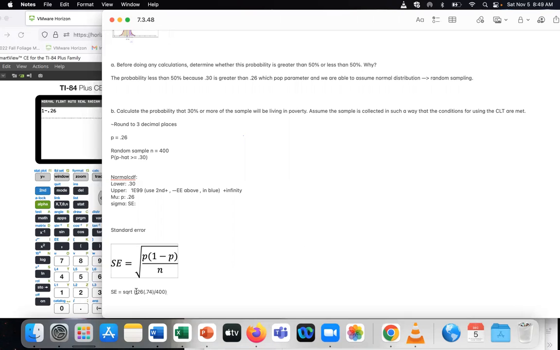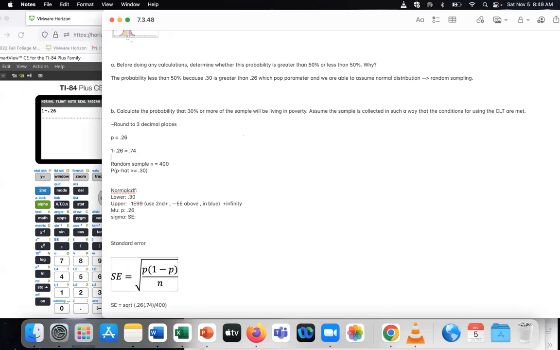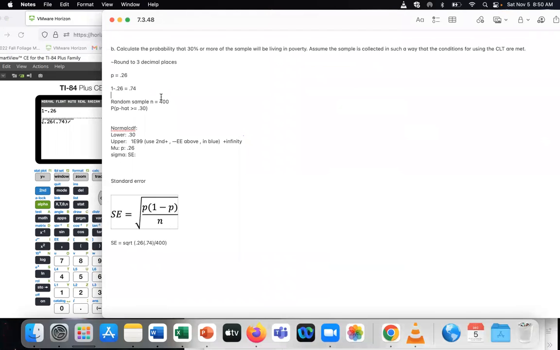I think that might help with some of the mistakes that maybe people are experiencing, because you're not having as many parentheses, it's not as many calculations. So if you know your p-value is 0.26, then we know 100% minus 26%. These aren't super hard calculations. That should be 0.74. And doing that step might help if you were making mistakes getting these, like maybe in class. But let's try this now. If I do my square root, I'm going to do 0.26. I am going to multiply that by 0.74. And then I am dividing the entire thing by my N, which was 400.